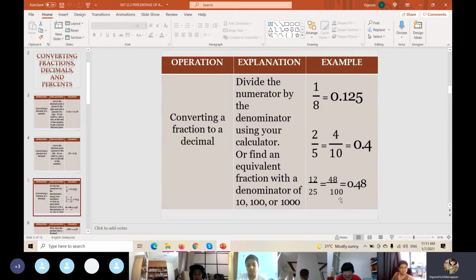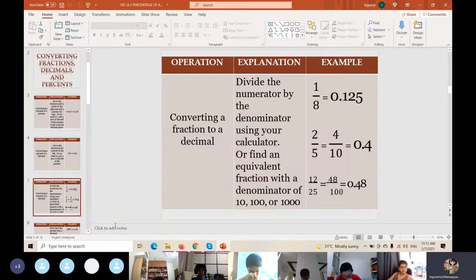Since we have 100 here, you have to move 2 decimal places to your left. Since here we only have 10, we have to move 1 decimal place to your left. So both of these fractions, if you convert them to decimals, you should get 0.48.